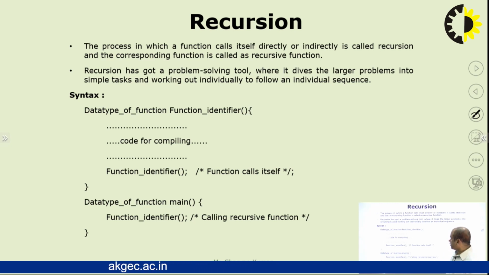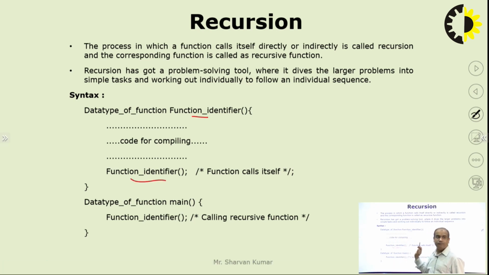So the function is going to call itself, which means the same function name is calling itself. That is recursion. Once we call that function, it automatically calls itself. Recursion has one disadvantage. If we do not control that recursion, it will go into an infinite loop or endless loop.